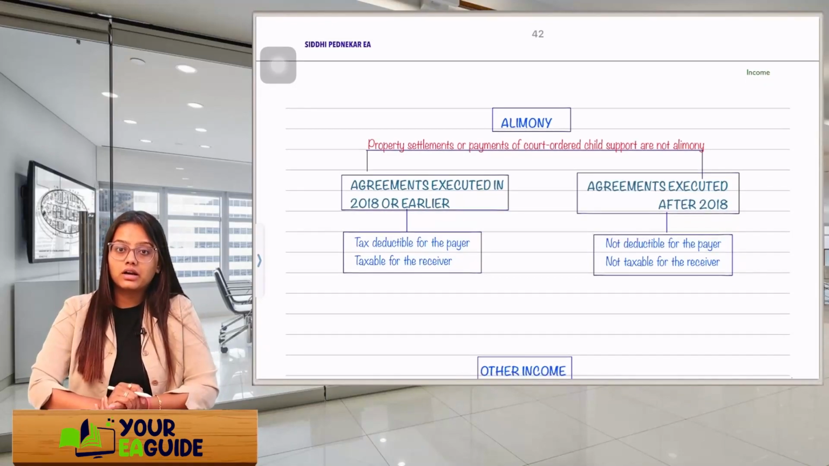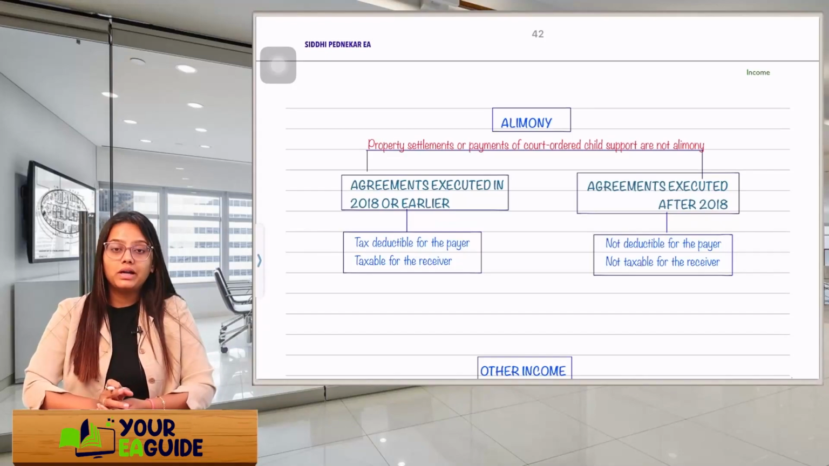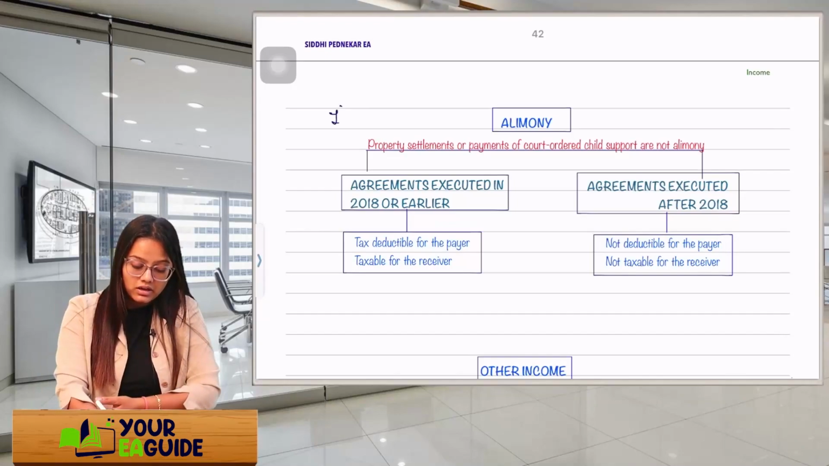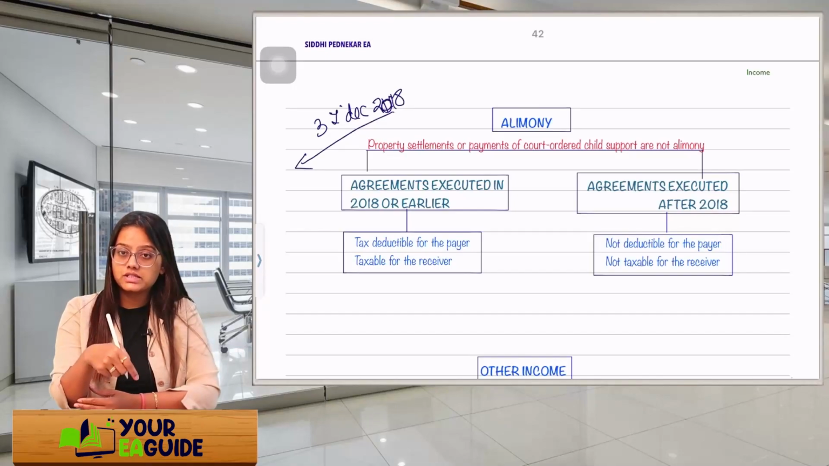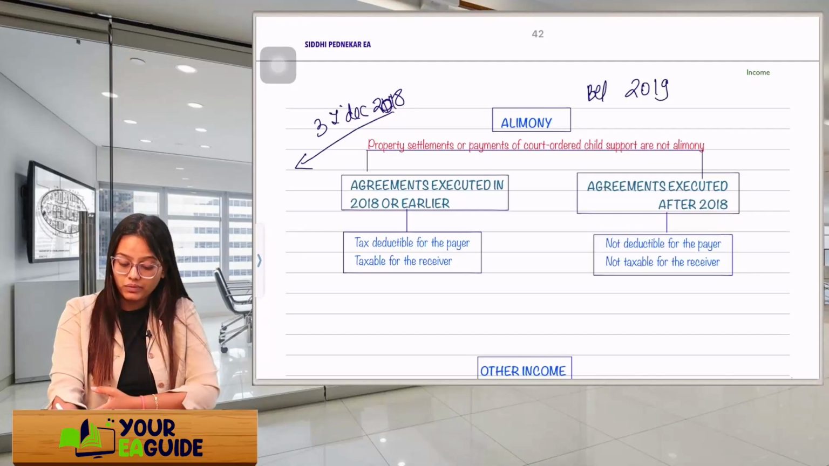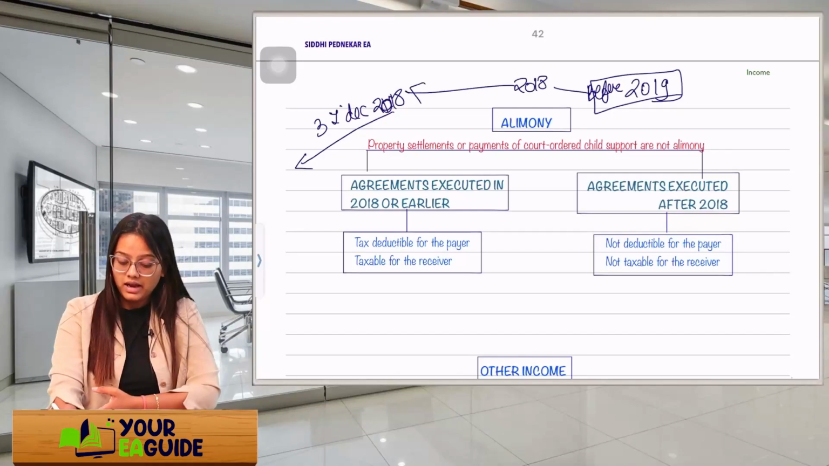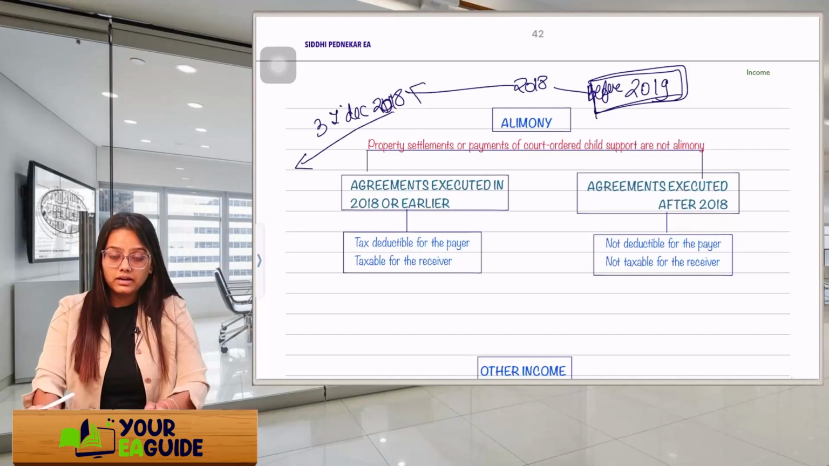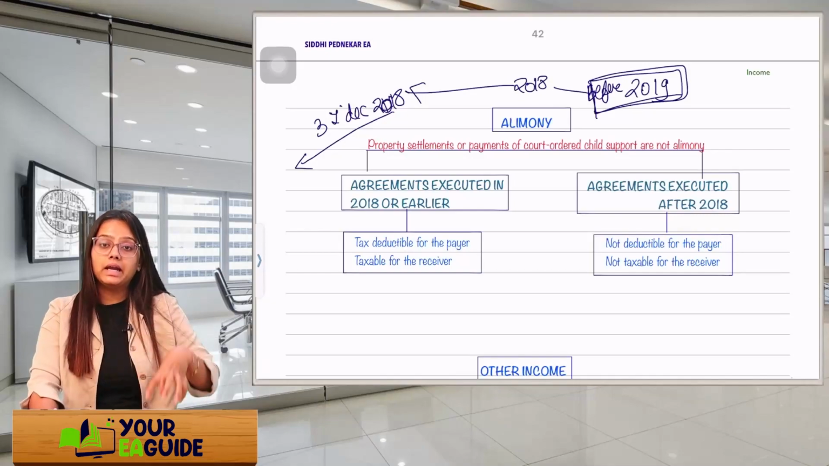Next other income is alimony. If there is an agreement executed in 2018 or earlier, which means 31st December 2018 or earlier. Else you will get confused, as some material might have mentioned before 2019. Before 2019 means 2018 or earlier, because exactly in 2019 it is not allowed. That's why I have written the words 2018 or earlier.